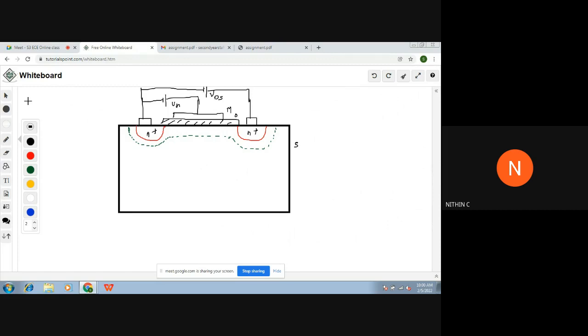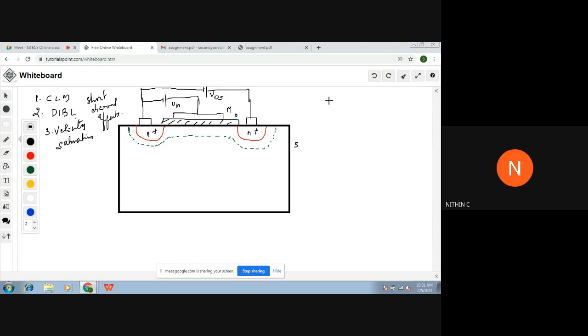So first of all, we have learned CLM, that is channel length modulation. Second, we have learned DIBL, that is drain induced barrier lowering. Now the third point is velocity saturation. These all are short channel effects of MOSFETs. So what is velocity saturation?